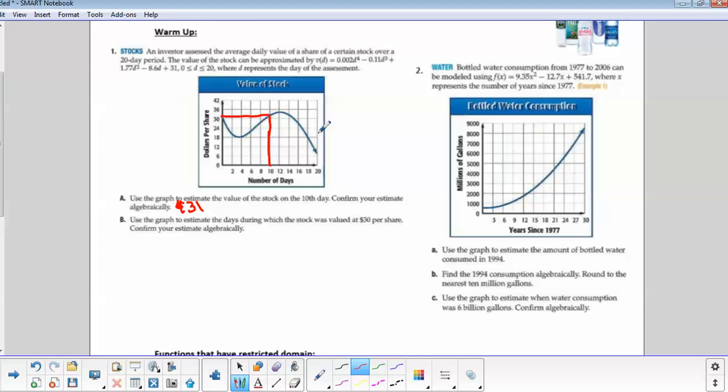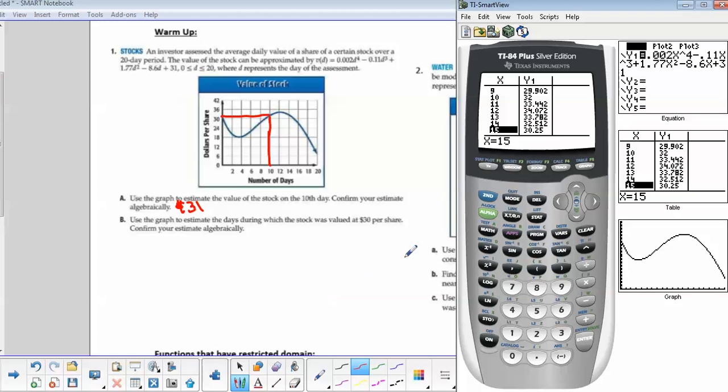So literally, we could plug 10 in for all these D's. So that would be a lot of typing on your calculator. 0.002 times 10 to the 4th minus 0.11 times 10 to the 3rd. You get the idea. So instead of doing that, we're going to use the calculator. In the calculator, you can press y equals, and you can put the function in there. So 0.002x to the 4th. The reason this is better is because now I can use the table of values to find all of these other values that I'm going to need later.